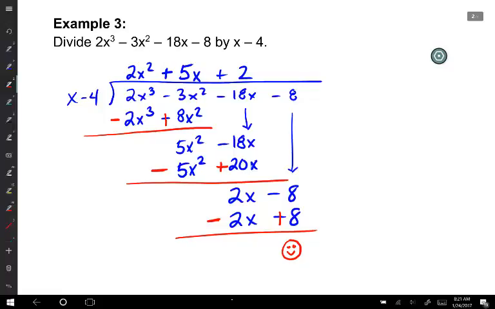Now, you might be able to go further. We're not going to, but you could. So the answer is just what we have up there at the top.